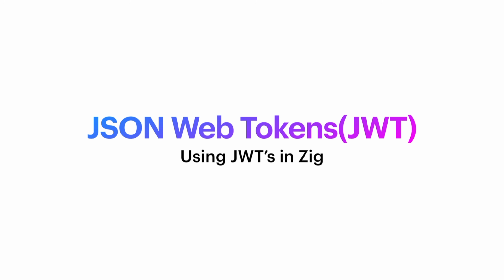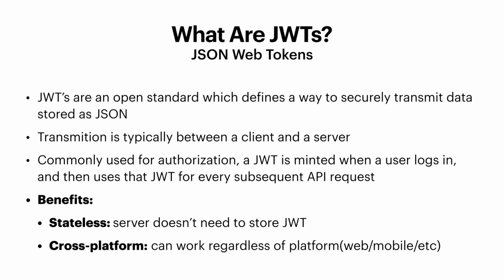JWTs have become the standard for web authentication. And today we're going to learn how they work and how to implement it in our Zig REST API. JWTs are actually just an open standard which define a way to securely transmit data. What we're going to use it for is authentication, which is what it's commonly used for.